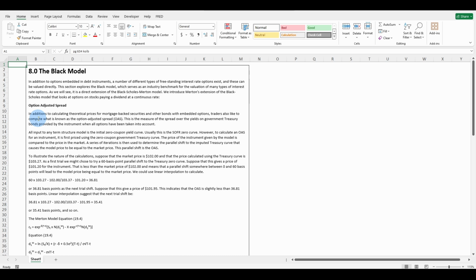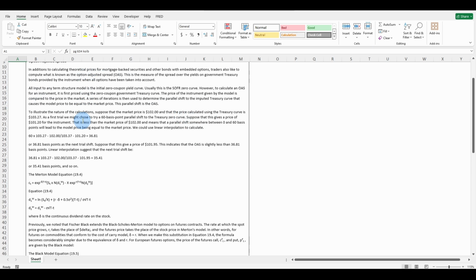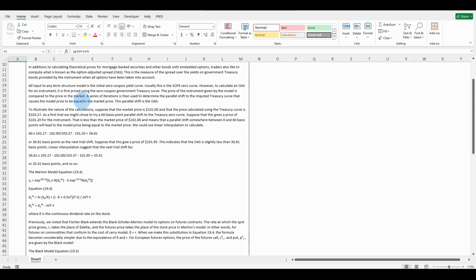The input to any term structure model is the initial zero coupon yield curve. Usually this is the SOFR zero curve. However, to calculate an OAS for an instrument, it is first priced using the zero coupon government treasury curve. The price of the instrument given by the model is compared to the price in the market. A series of iterations is then used to determine the parallel shift to the imputed treasury curve that causes the model price to be equal to the market price. This parallel shift is the OAS.